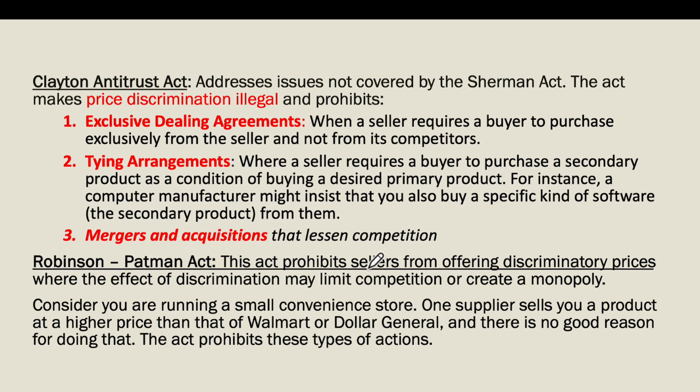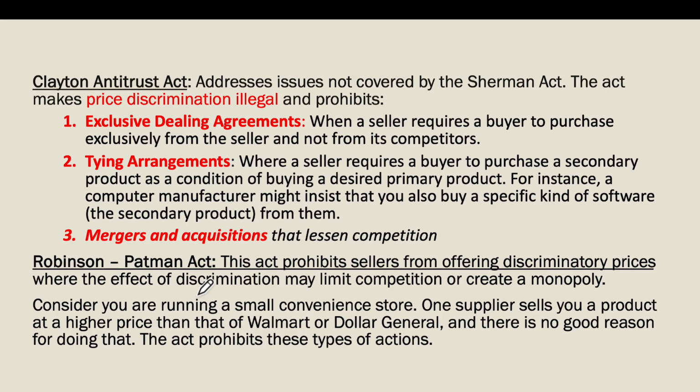Robinson-Patman Act. This act prohibits sellers from offering discriminatory prices where the effect of discrimination may limit competition or create a monopoly. An example is that you are running a superstore and you are buying something from a supplier, and the supplier also sells to Walmart and Dollar Tree. You find that the supplier is charging you more than they charge to Walmart or Dollar Tree. In this case, the supplier needs to provide an explanation of why they are discriminating.